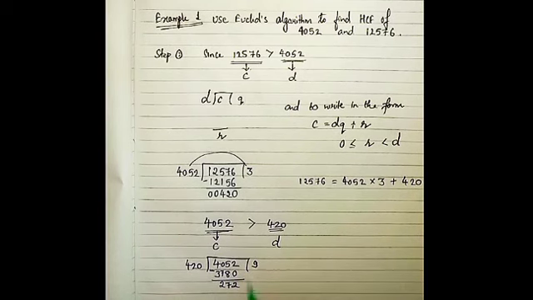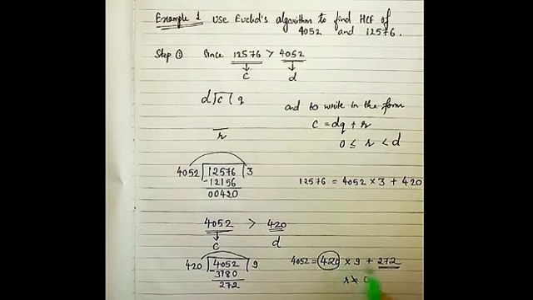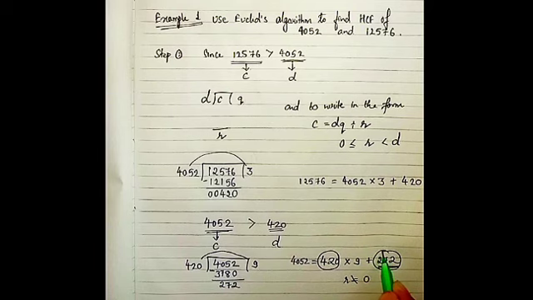Clear? So this number can be written as 420 multiplied by 9 plus the remainder 272, and the answer will be equivalent to 4052. Again I find that my remainder is not equal to 0. So I have to consider these two numbers again and apply the Euclid's division lemma.